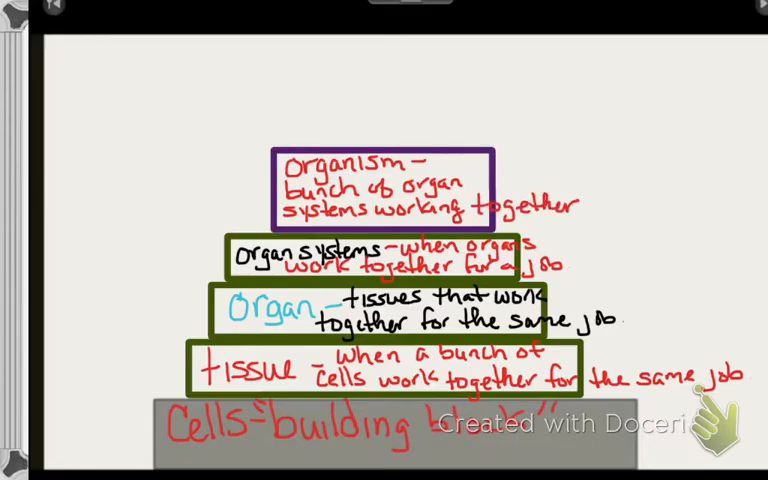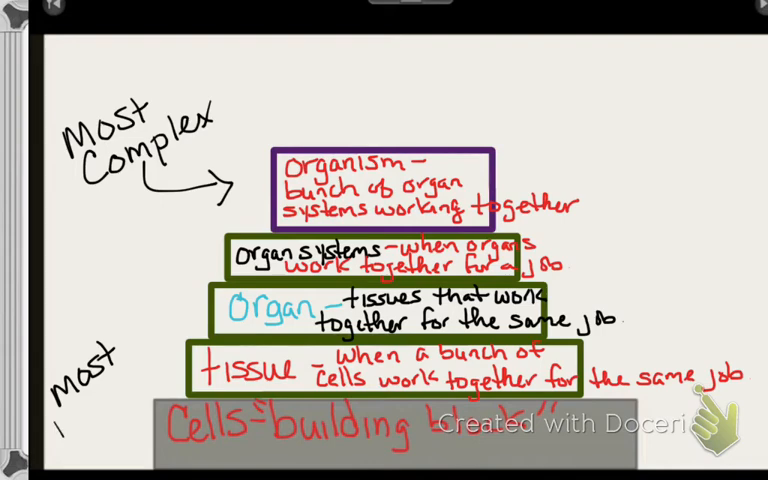So you need to type this on your paper, add these definitions for each, and make a hierarchical drawing on your document, building one on top of the other. The thing to remember is at the top, it is the most complex level, and at the bottom, it is the most basic. Simplest form is cells, and organisms are the most complex.